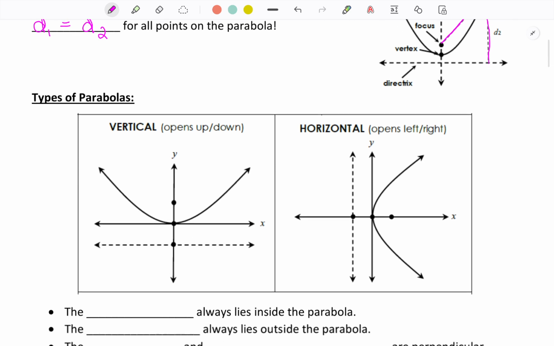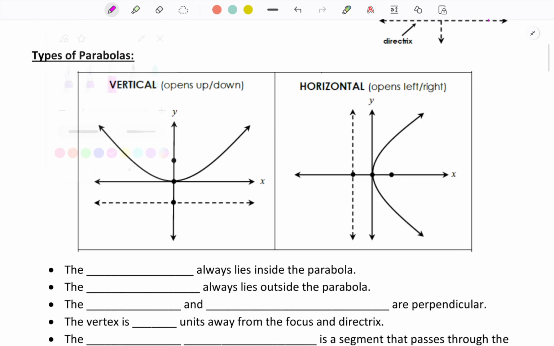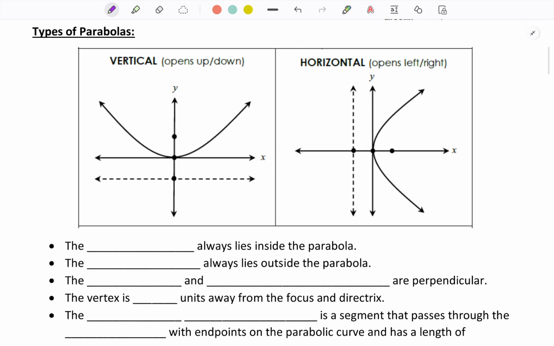So for our types of parabolas, we do have two types. We have the vertical and the horizontal. And so the vertical looks a lot like what we dealt with in Algebra 2 because that is actually a quadratic function. And you'll find that your standard form resembles a lot of that as well.